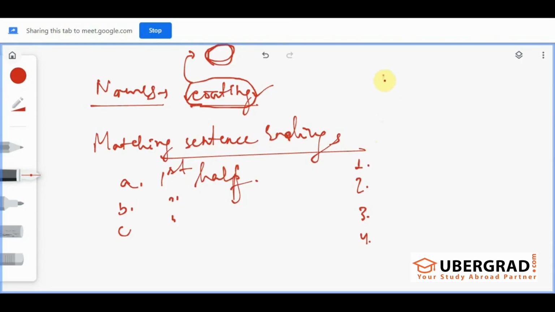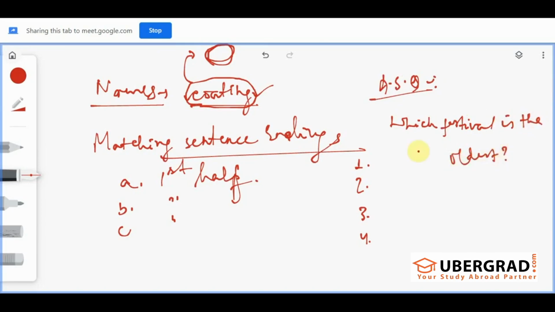The next question type is answer short questions. Here it is nothing but a question-answer type of thing. For example, which festival is the oldest? A passage is given to you regarding festivals, and the question says which festival is the oldest. So you have to take a keyword from the question, search for the relevant information, and then answer it in a few words. The name of the festival, let's say Las Palmas festival.